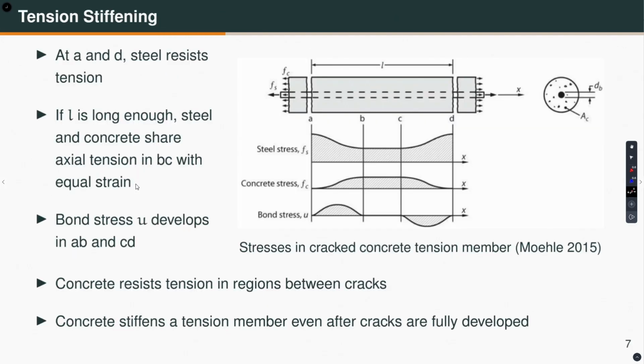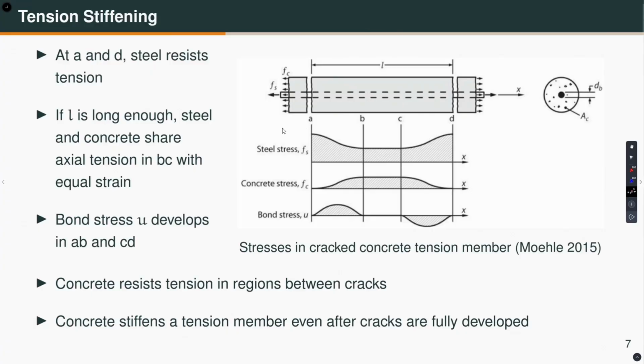Let us say I take a circular concrete cross section, a long member, and put a reinforcement inside it, and then I pull this cross section. So, I am talking about a circular concrete tension member with single reinforcement. The moment I pull it, what will happen? The concrete will crack, because concrete is very weak in tension.